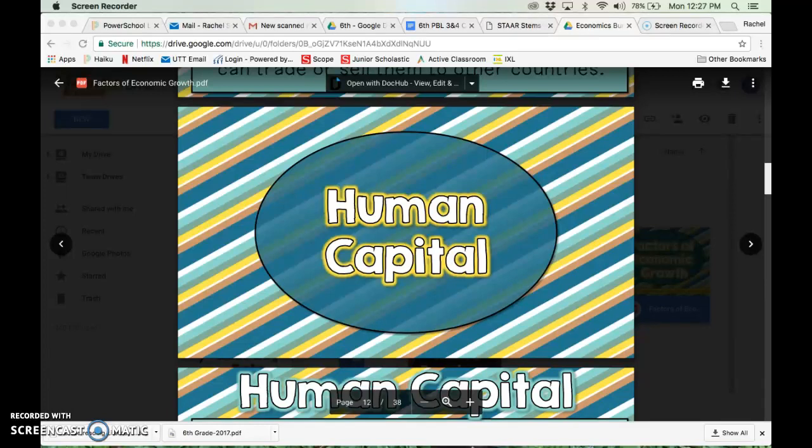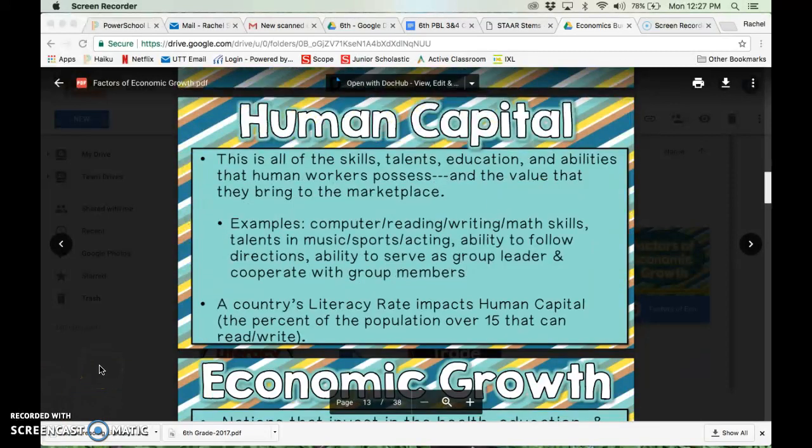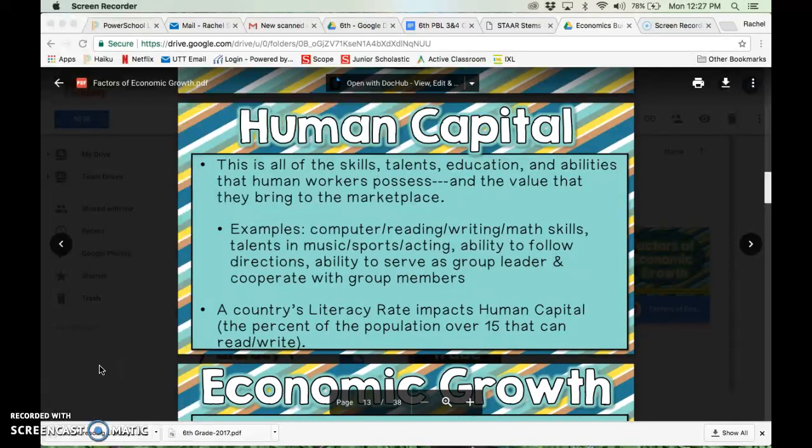The next thing that we'll be learning about that affects economic growth is human capital. So let's explore what human capital is. Human capital is all the skills, talents, education, and abilities that a human worker, so this is a person, possesses, and the value that they bring to the marketplace.